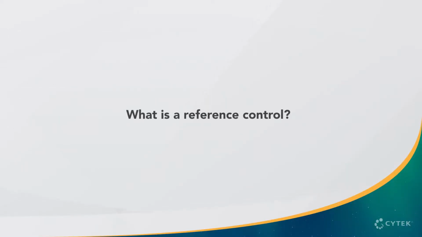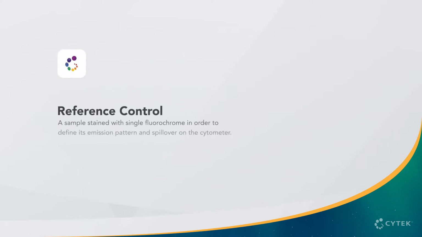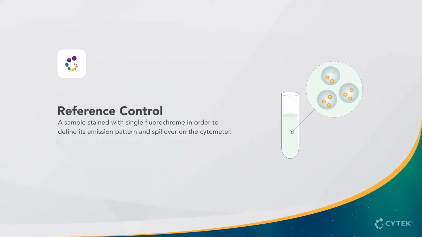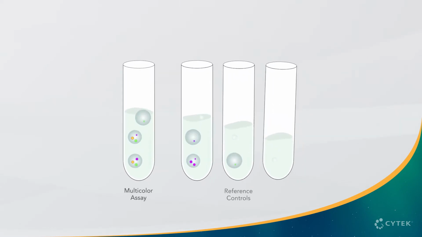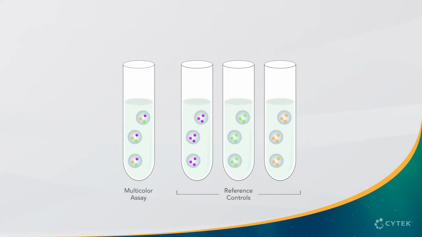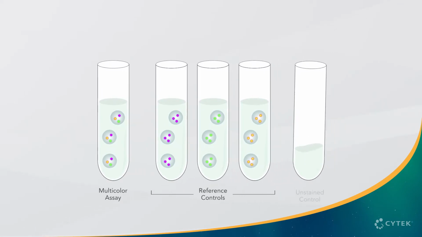To get started, let's review what a reference control is. A reference control is a sample stained with a single fluorochrome in order to define its emission pattern and spillover on the cytometer. In a multicolor assay, it is necessary to have a reference control for every fluorochrome that is present in the sample. In addition to the single-color reference controls, an unstained reference control is also necessary to measure the autofluorescence in the sample.